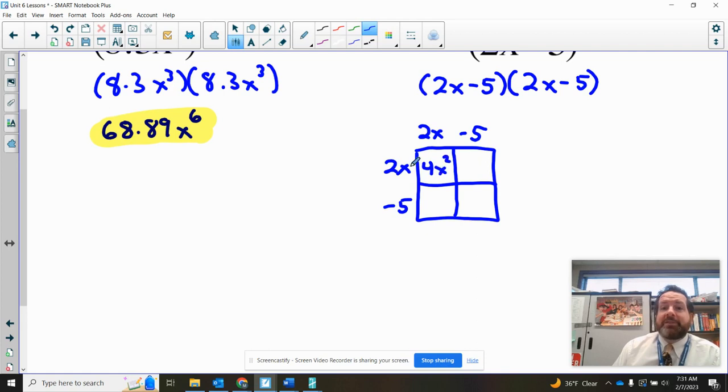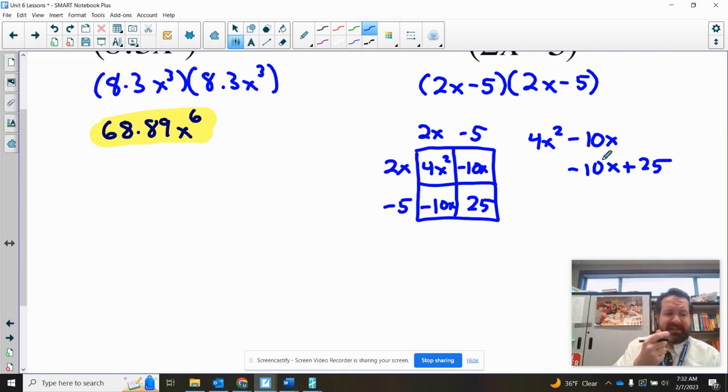4x to the second. 2x times negative 5 is negative 10x. 2x times negative 5 again is another negative 10x. Negative 5 times negative 5, positive 25. And then add everything up: 4x squared minus 10x minus another 10x plus 25. Now, negative 10 and negative 10. Down 10, down 10 more. It's up to you to be very careful and know that that means you're down 20, so minus 20x altogether.